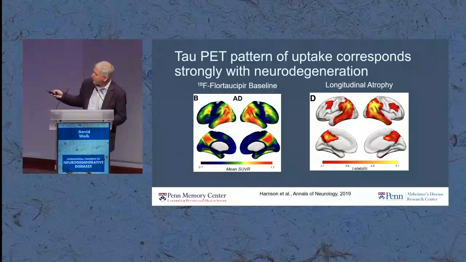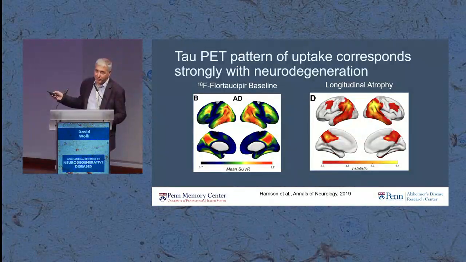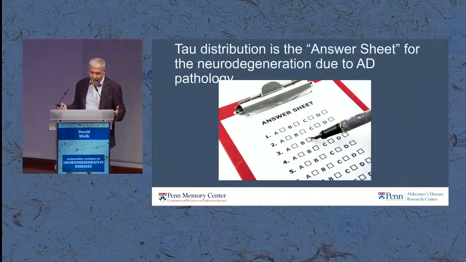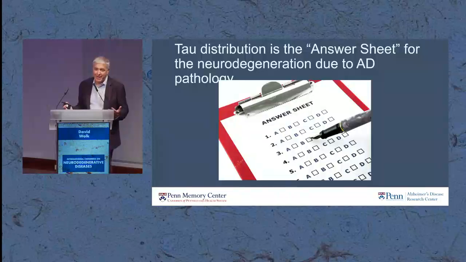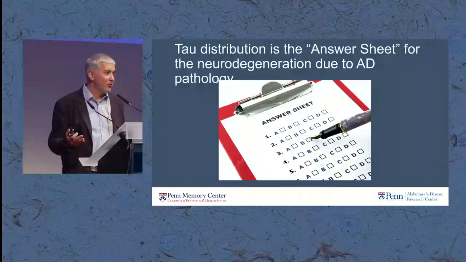This is flortaucipir PET, which is tau PET imaging at baseline, and this is longitudinal imaging. And really, the hotter your tau PET signal is, the more atrophy you have over time in almost precisely the exact same regions. And so, simplistically, you could say, well, maybe tau is kind of an answer sheet to where neurodegeneration is occurring in the brain due to Alzheimer's disease.